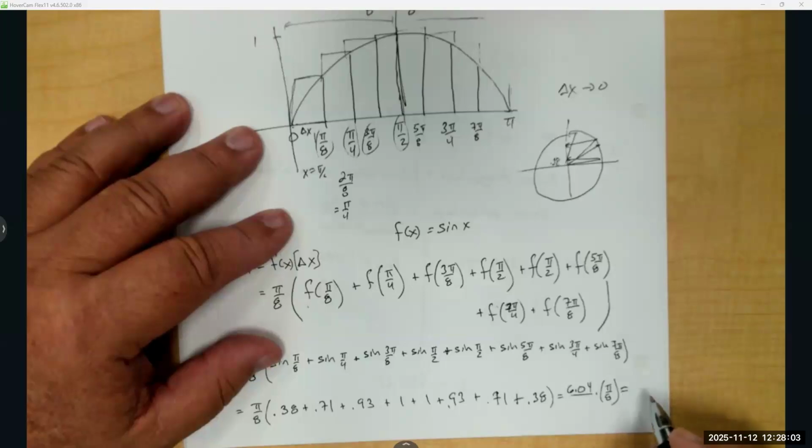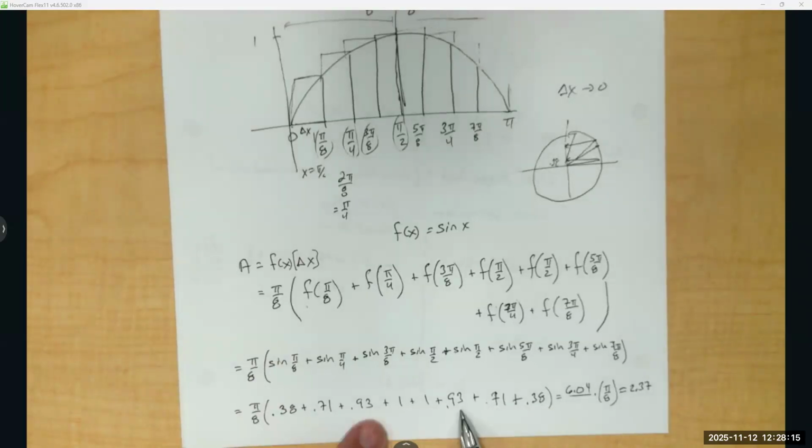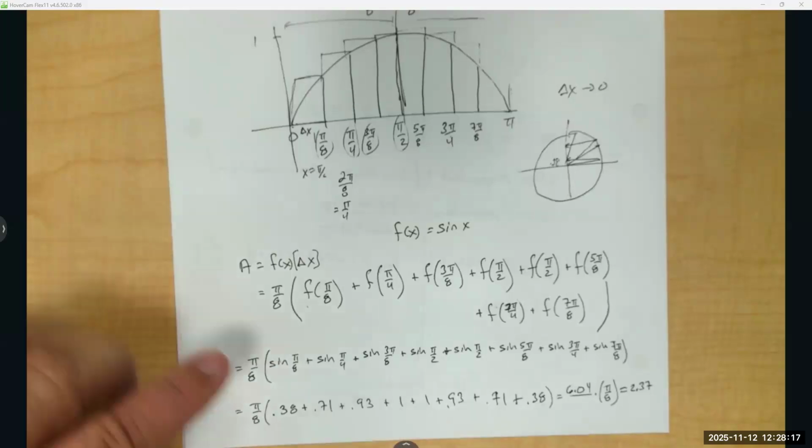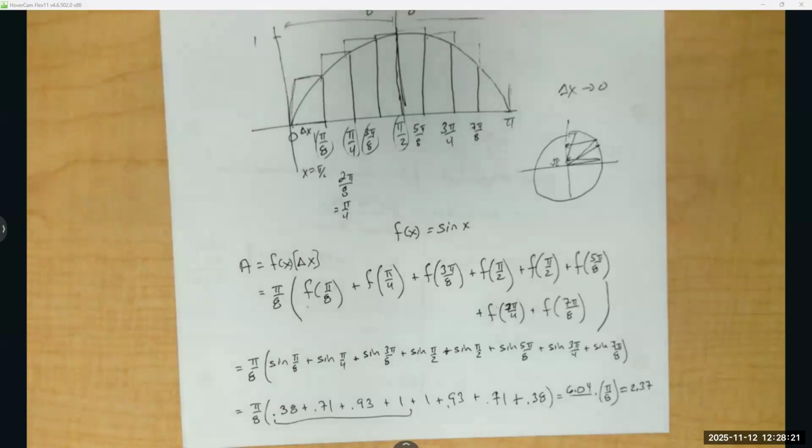You sure? Yeah, that sounds more like it. 3.37. It was 0.38, 0.71, 0.93, and 1. Add up these four and then times 2. No, it's not times 8.